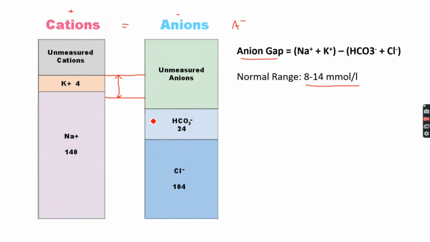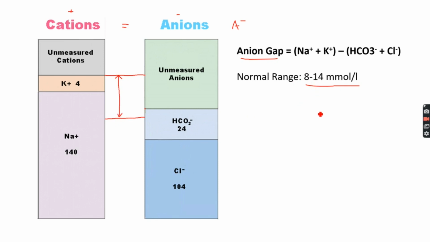Let's imagine we ingested acid such as methanol. Well, methanol is an unmeasured anion. So our unmeasured anions will increase, and this gap will instead increase. So it will come down to here. The anion gap will increase.